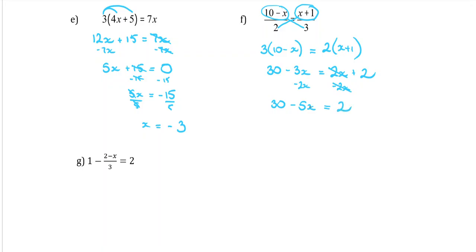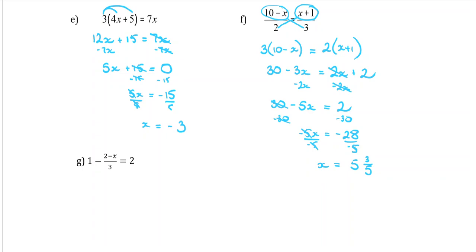Then, getting everything away from my x here, I'll need to subtract the 30 first, which makes minus 5x equals minus 28. And then finally, we're going to divide by negative 5 to get the answer. Minus 28 divided by minus 5 doesn't go nicely. The two minuses will cancel out. 28 divided by 5 goes 5 times with a remainder of 3, so it would be 5 and 3/5.